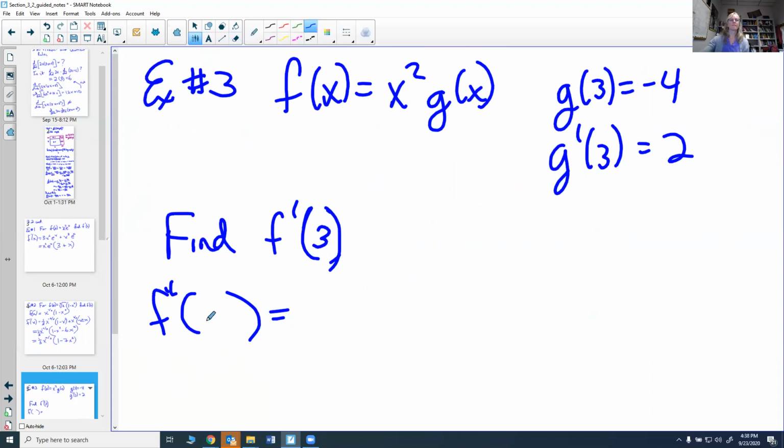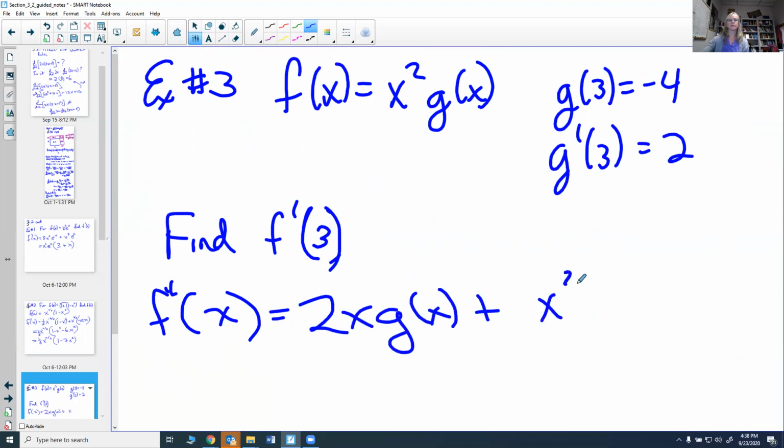So even though that's what I want to find, I need to have an x there first. So the derivative of this, again, is the derivative of the first, which is 2x, times the second, plus the first times the derivative of the second. And even though I don't know g, I can write g prime. I don't have a g function, but I can certainly write its derivative. It's g prime. Now that I've done that, now I can put in the 3.